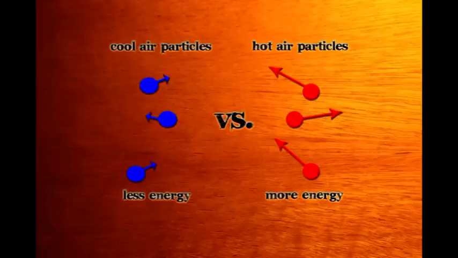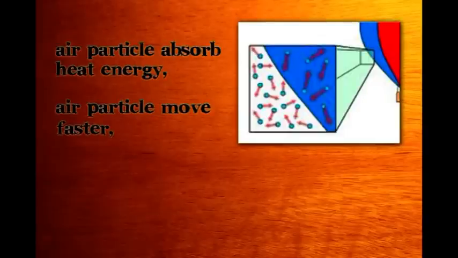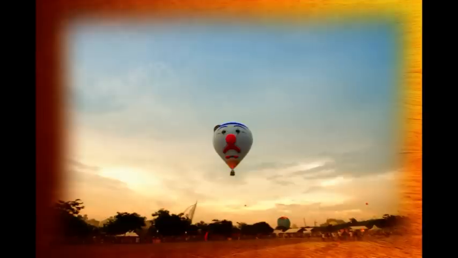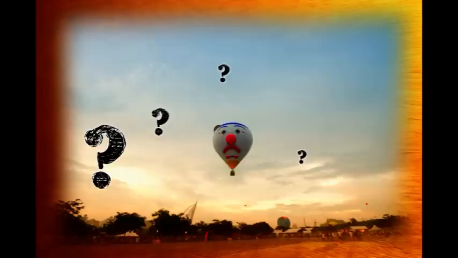As the air particles absorb the heat energy and become more excited, they tend to move faster, which means they collide with the surface more often and, of course, with greater force. I see, but I'm still wondering, how does a heavy object get lifted and float in the sky?